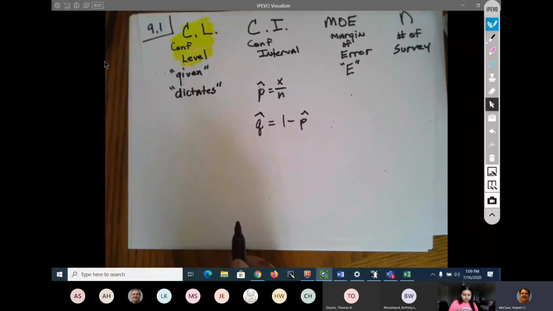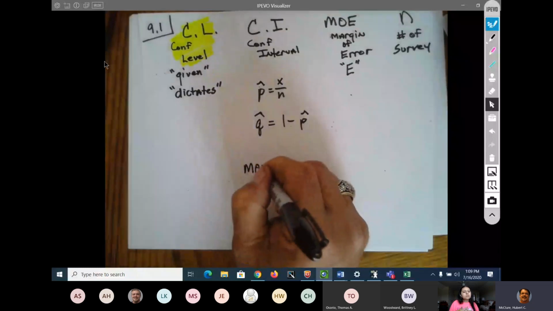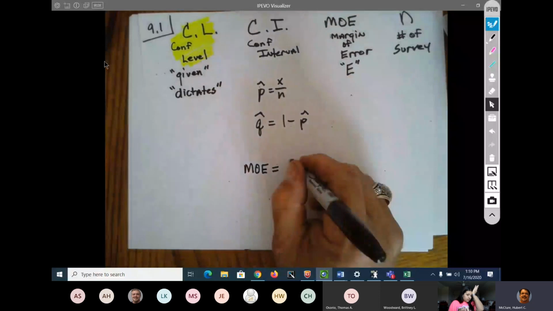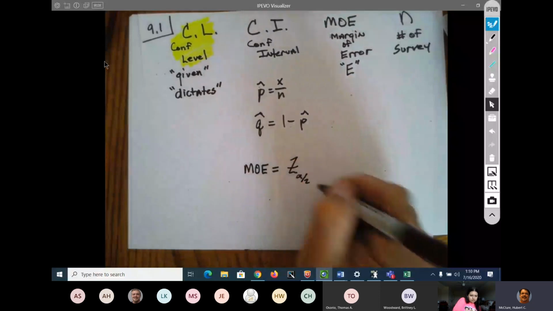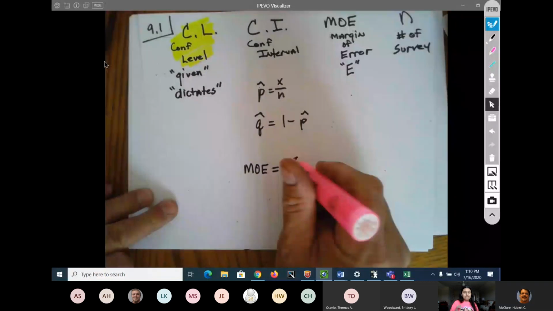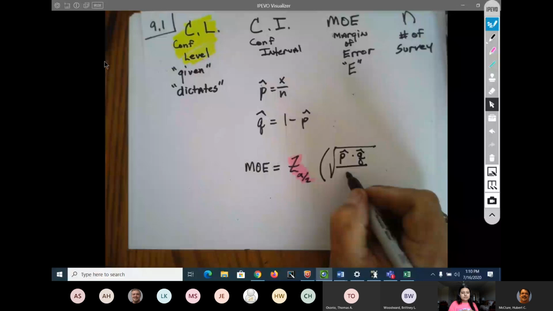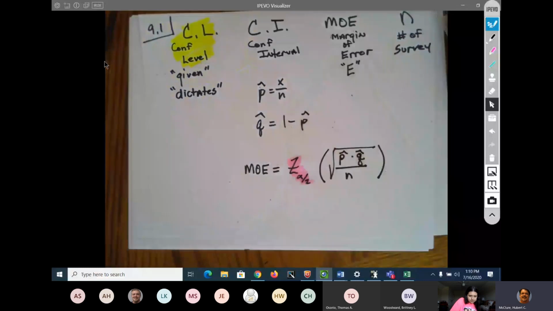I'm going to go ahead and give you the formulas now. I think we touched on this the other day. The margin of error, MOE, is equal to your Z sub alpha over 2, which comes from your card. I'm going to highlight that in pink because that's the Z-score that comes from your card, times the square root of P hat times Q hat over N. That's how you find the margin of error.